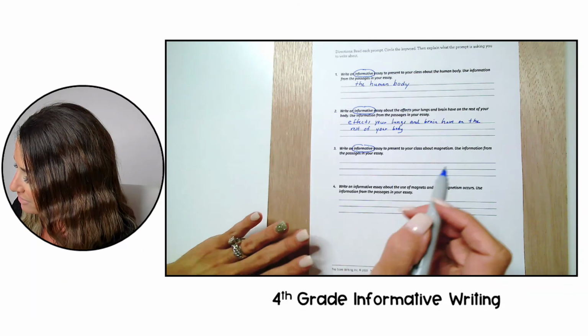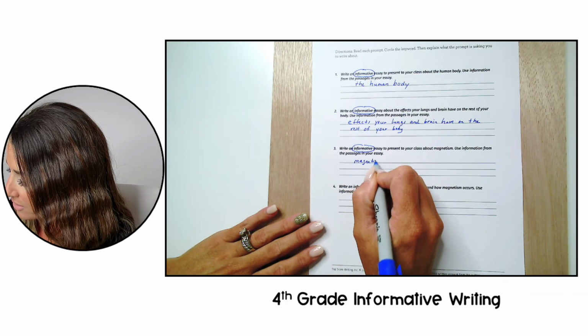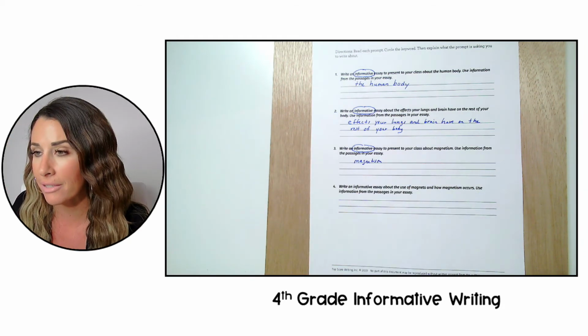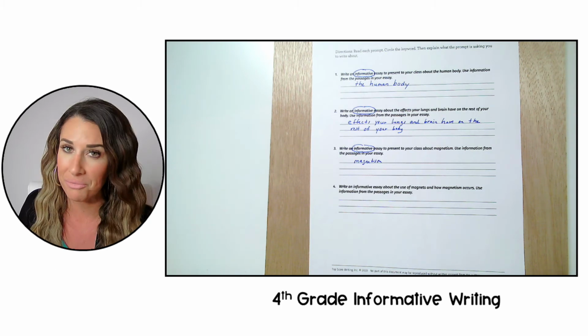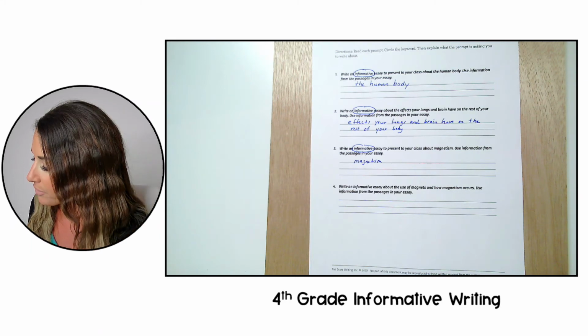And then you should have said that you were writing about magnetism, because this prompt just said, write an informative essay to present to your class about magnetism. Use information from the passages in your essay. So for this prompt, we're simply writing about magnetism. We can pick any 3 things we want. Let's look at prompt number 4.